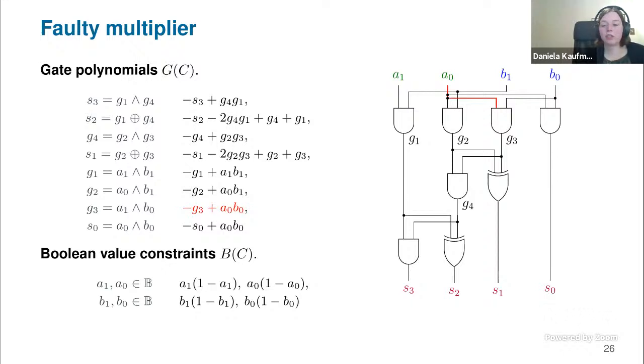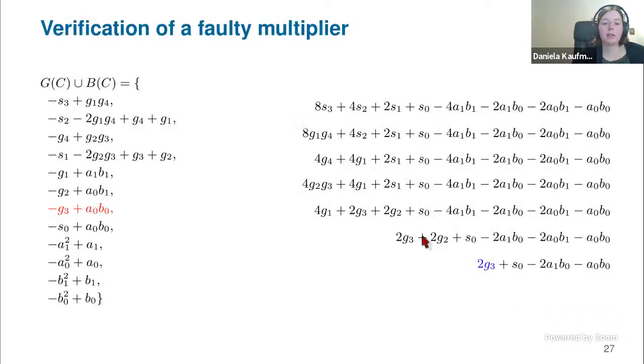And in the verification steps now the following happens. The beginning is the same until we are now here at this step, where we introduce the error. And then we are left at the end with a remainder which is unequal to 0. So at this point, we do not have any polynomial left on the left side which can be used to reduce this final remainder. So we know now that the circuit is incorrect.